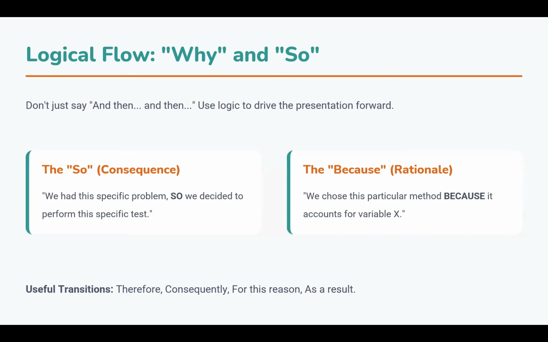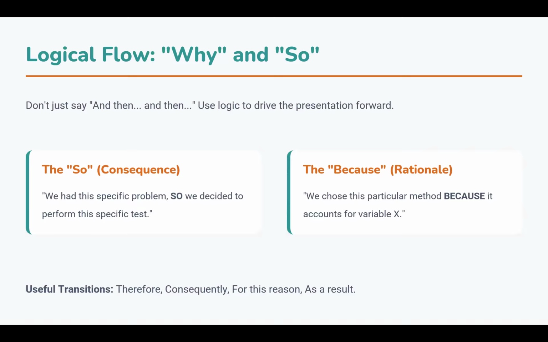The other thing is you have to make it upside down, cause and effect, effect and cause, because of rationale and consequential rationale. What is it? We chose this particular method because it accounts for variable X. Now, in your research narration, you do not need to state the method separately and the discussion separately.